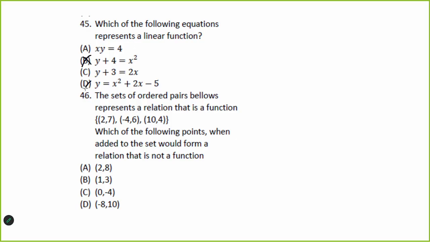So this and this is definitely not. If you're multiplying the x and y together, that is not. So it has to be C. The set of ordered pairs below represents a function: 2, 7, negative 4, 6, 10, 4. Which of the following points, when added to the set, would form a relation that is not a function?